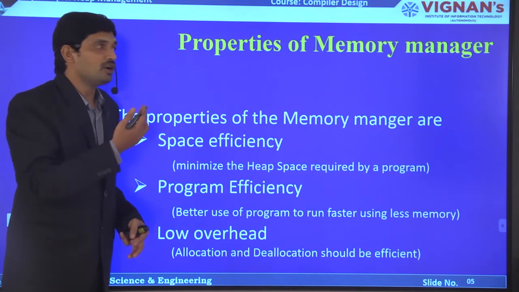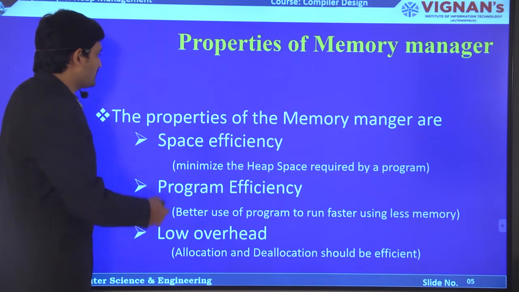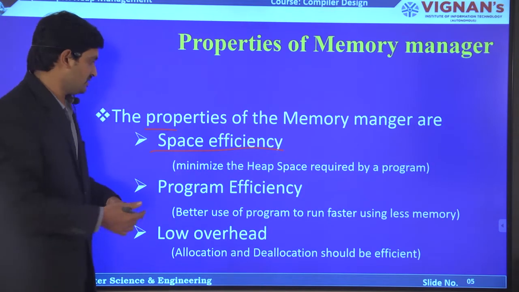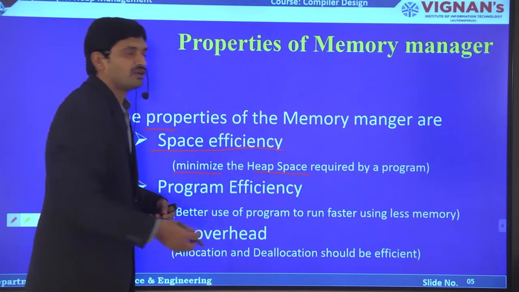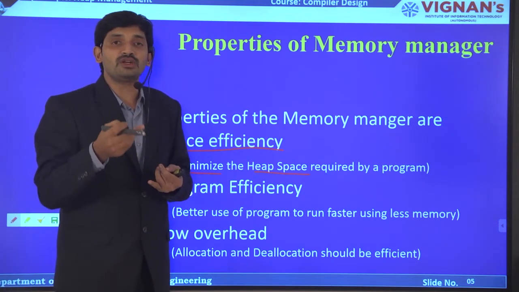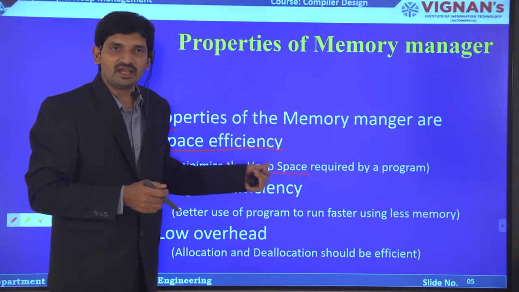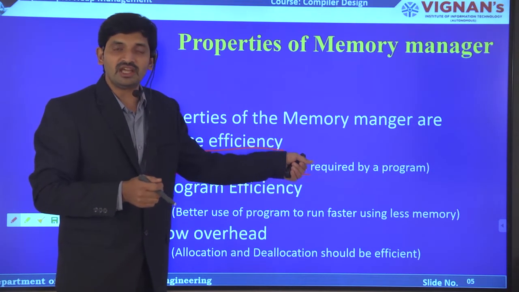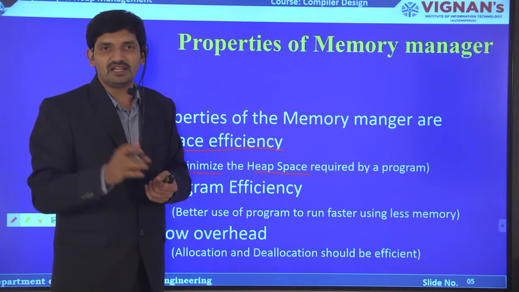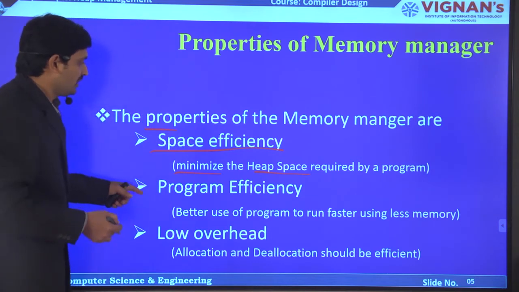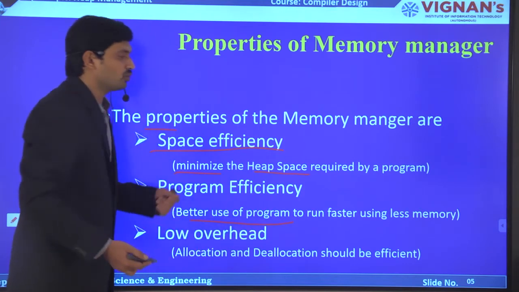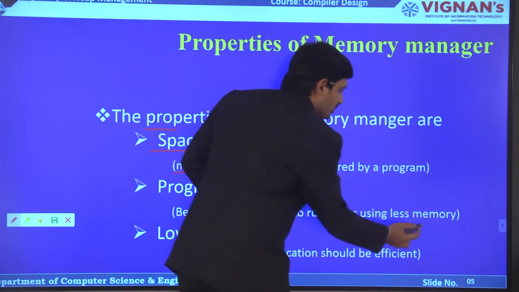Come to the properties of the memory manager. The first one is space efficiency. That means it minimizes the heap space required by a program. That means depending upon the user's need only, it is going to allocate some memory. And after the use, if the allocated memory is not utilized, it is going to be deallocated. Then the program efficiency. What is program efficiency? It is the better use of the program to run faster using less memory.